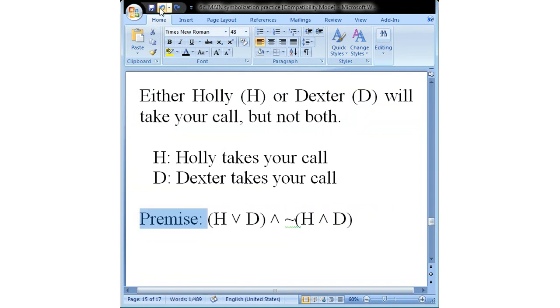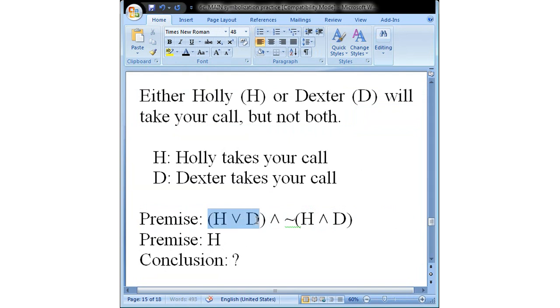Let's say this is a premise, and I've accepted that either Holly or Dexter will take your call, and it won't be the case that Holly and Dexter take your call. And let's accept as another premise that Holly took your call. Now we're zeroing in on arguments here. What would be the conclusion? So I've just said that either one but not both, and it turns out Holly took your call, so what's the conclusion?